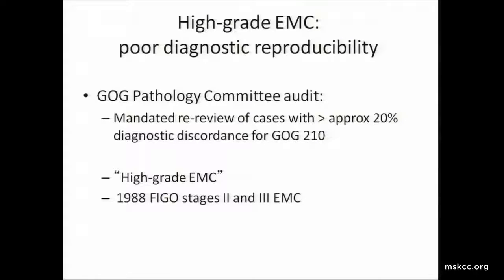And we can tell from a number of different sources that this is an ongoing and quite significant problem. The GOG Pathology Committee performed an audit based on the cases that were accrued under GOG 210. Based on this audit, in which we found problems with reproducible diagnosis of subtypes of high-grade endometrial cancer and 1988 FIGO stages 2 and 3 endometrial cancer, we re-reviewed all cases that met these criteria, and this constituted 20% of all cases that had been enrolled in GOG 210.